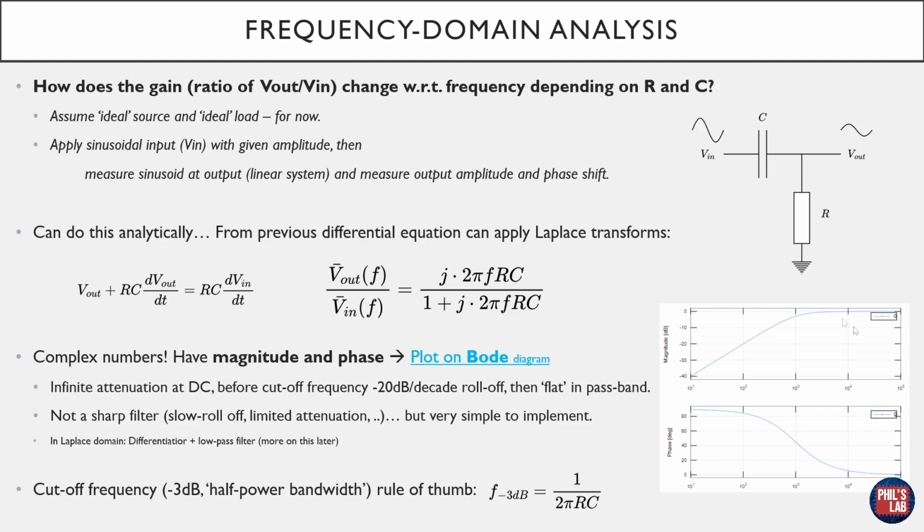Then we have a fairly flat, so 0 dB gain in the passband. This isn't a particularly great filter. It's not particularly sharp, fairly slow roll-off. It has limited attenuation, but it only requires 2 components, so very simple to implement.